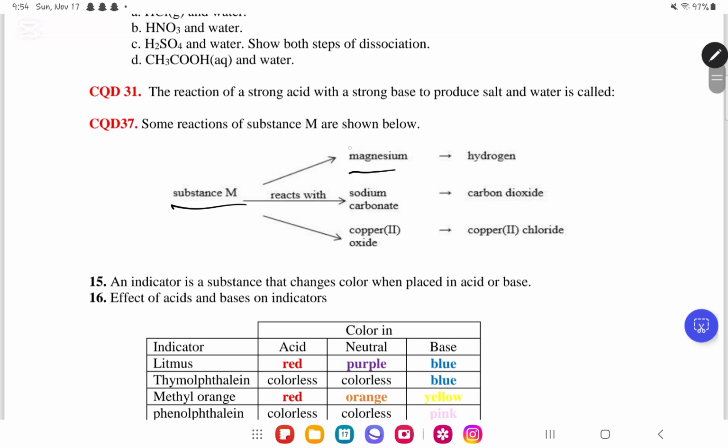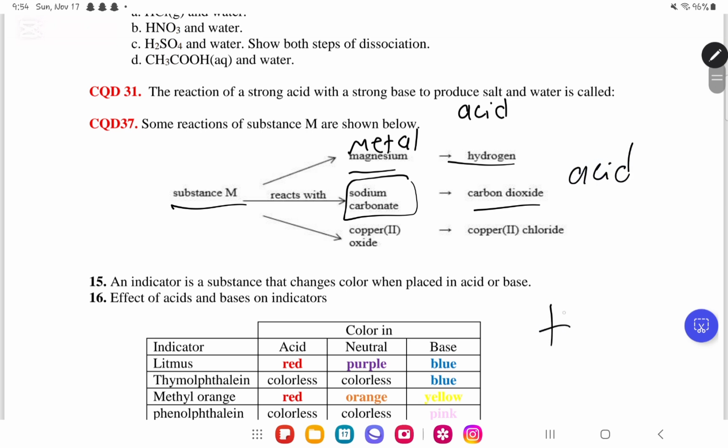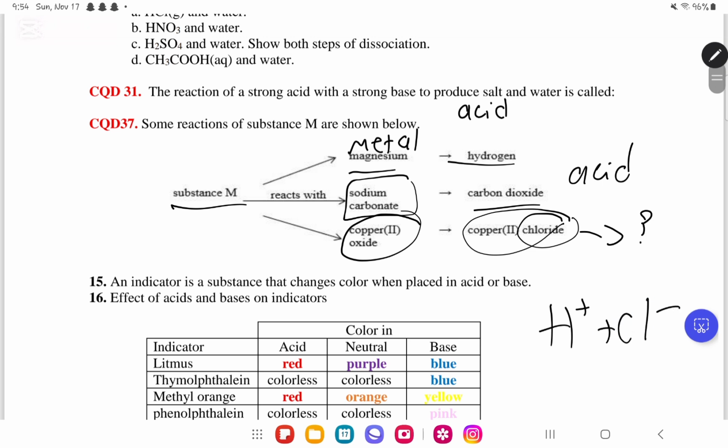It reacts with magnesium, a metal, to form hydrogen. Okay, this means definitely it is an acid. It reacts with sodium carbonate, a metal carbonate, to release carbon dioxide. This is further proof that it is an acid. And we know an acid contains H plus ions. Then it reacts with copper oxide to form copper chloride. But where did the chloride come from? Very simply, it is the chloride ion. So substance M is H plus and Cl minus, which is HCl, which is hydrochloric acid.